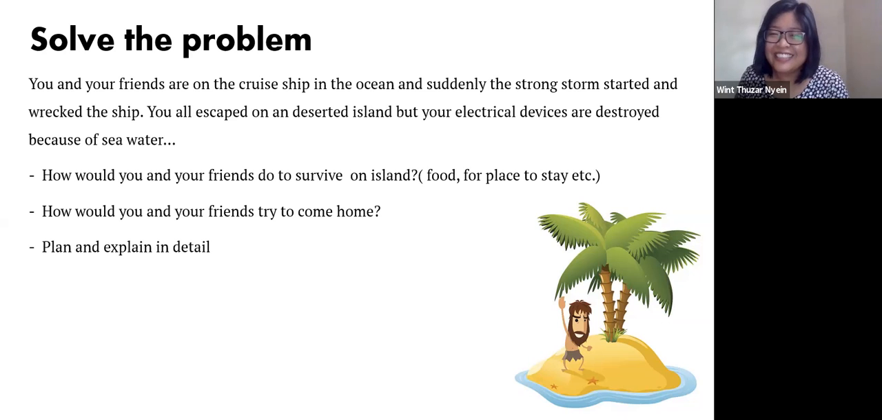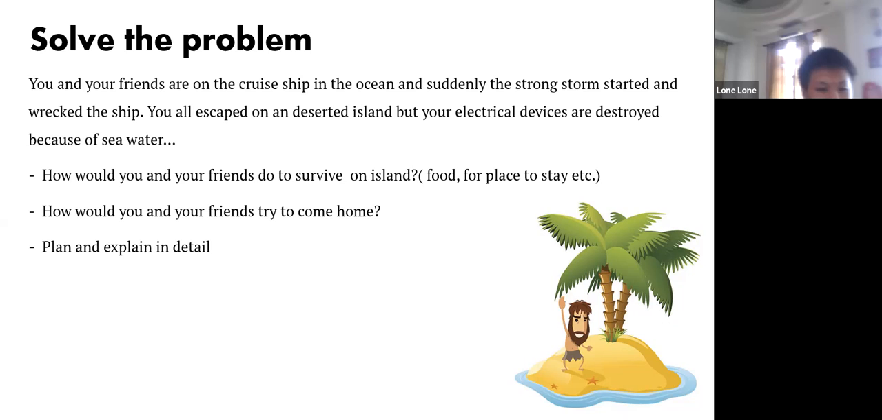And secondly, how would you and your friends try to come up? Well, if a ship crosses to that island, then we are safe. But if there is no ship, then we will just die on that island because there is no choice. Yeah, Chair, that's all, Chair.